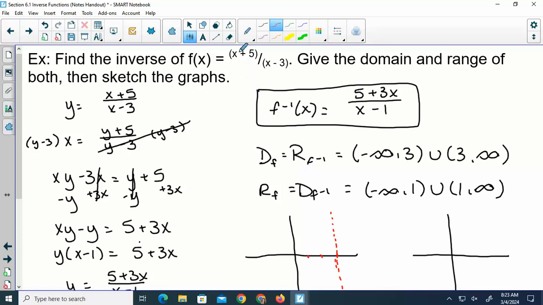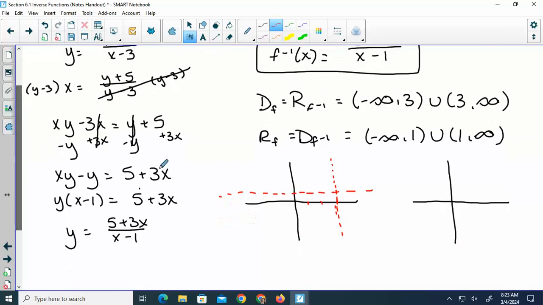The horizontal asymptote, it was 1x over 1x, so what's your horizontal asymptote? 1. Okay, and then if you used your graphing calculator to kind of fill it in, of course we could get more accurate if we wanted to. Your graph is going to look something like this. Okay, this is just a very rough sketch. All I found exactly was my asymptotes.